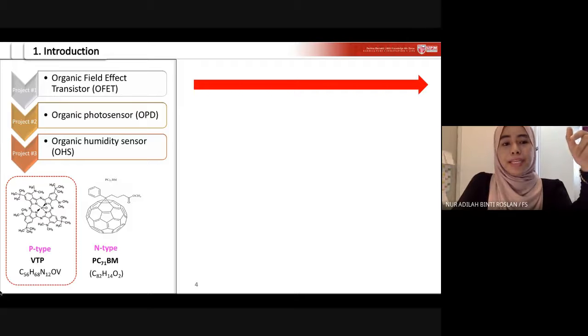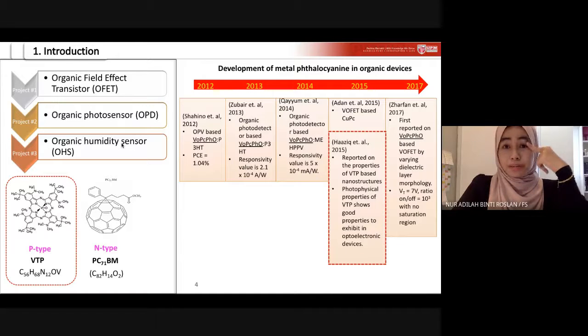Okay, so basically, this material I will study as an active layer in these devices: transistor, photodetector, and humidity sensor. Okay, so now we want to see what the review of the development of metal phthalocyanine in organic devices is.